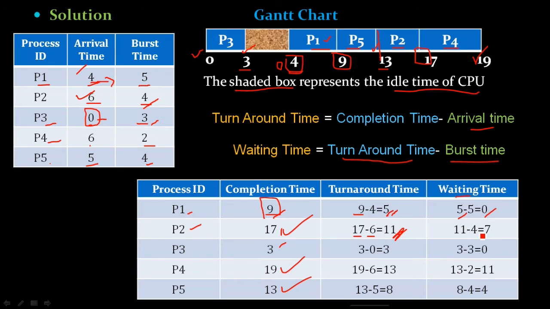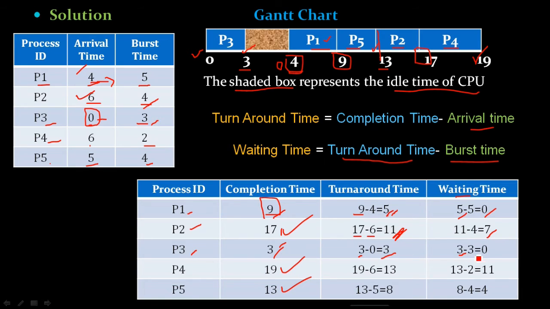Similarly, we can calculate P3 also. The completion time is 3. So completion minus arrival time. Arrival is 0, right? 3 minus 0 is equal to 3. So the total turnaround time is 3. Now turnaround time minus burst time, 3 minus 3 is equal to 0. 0 is the waiting time. So P3 is also waiting for 0 seconds.